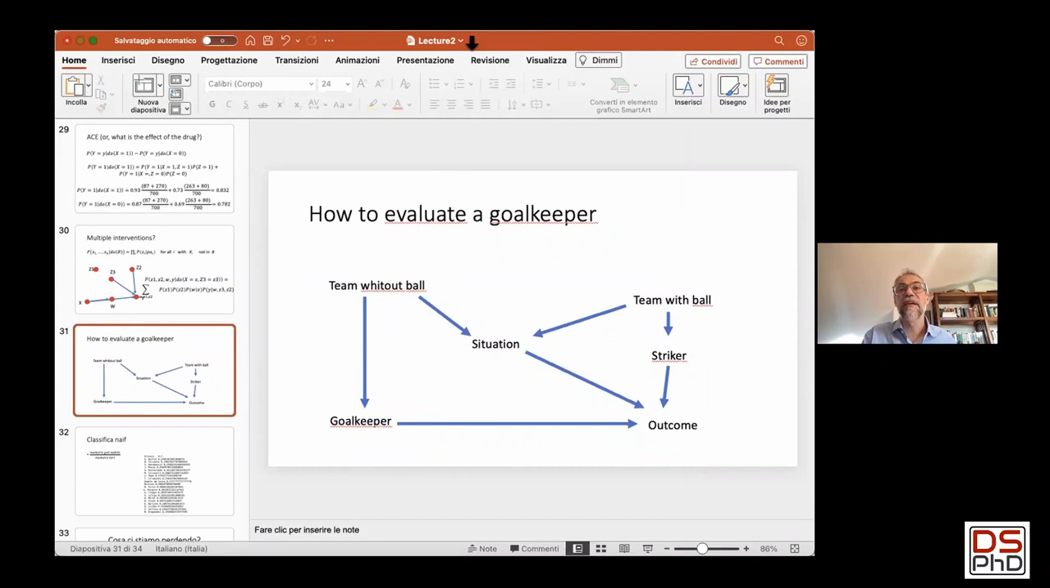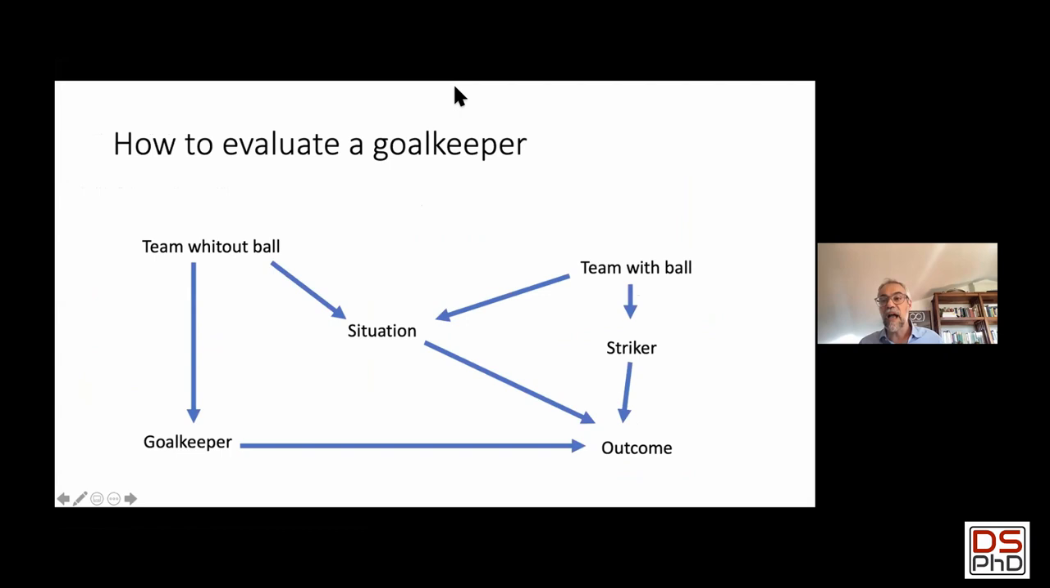Okay. Let's start again with the presentation. How I draw this causal model about how to evaluate a goalkeeper. And let's see if we all agree on this. Of course, the two teams facing, the team without ball, the defensive team, and the team with the ball do interact, and we arrive at a situation that depends both on the quality of the defense of the team and on the quality of the offending team. So we arrive at a situation in which the striker decides to shoot, and to let the ball go towards the goal, unless the striker is Simone Verdi of Torino. In that case, the ball will never go towards the goal. It will go in, let's say, roughly the right direction.